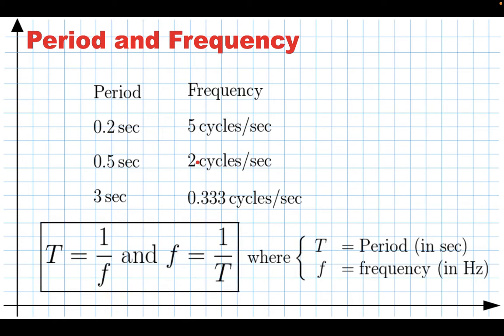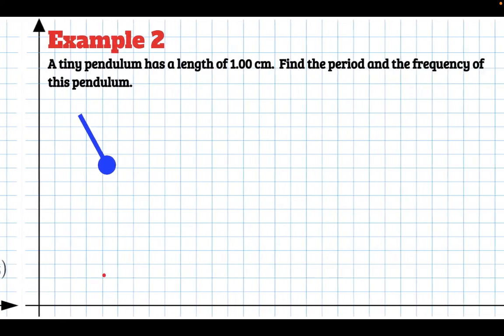So this is another equation in your toolbox, and anytime you have the period, you can find the frequency, and if you have the frequency, you can find the period. They are simply reciprocals. So remember, the period is the time, measured in seconds. The frequency is the number of cycles per second, and it's measured in hertz.